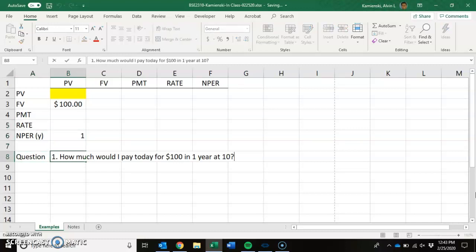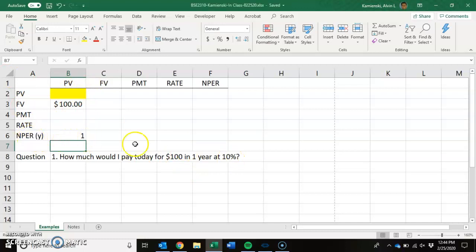Sorry, I didn't type this properly. Let's update that. 10%. I said it out loud, but I failed to type in the percent sign over there. How much would I pay today? Solve for yellow. If I was given 100, that's the future value. For number of periods, 1Y, at a rate of 10%.